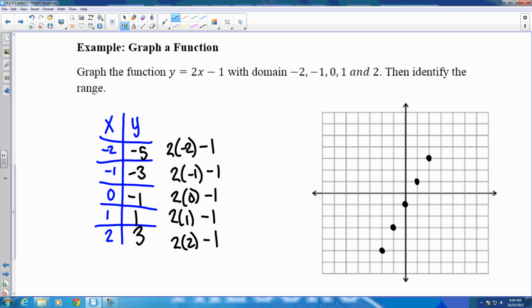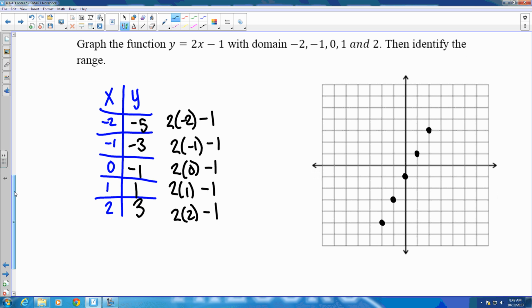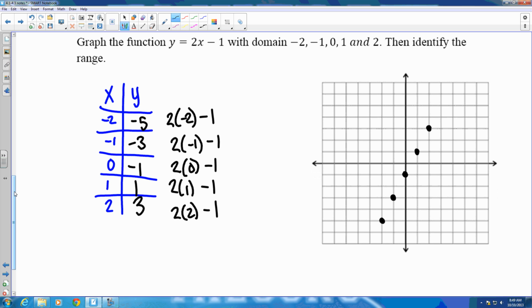Now, should we connect these points? No, we should not, because if we're given domain points, so if we're given 5 points, we just use those 5 points. We do not connect them with a line. We will eventually do lines, but that's when we're not given just some points for the domain.